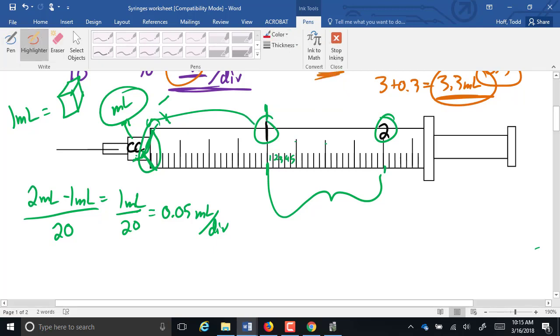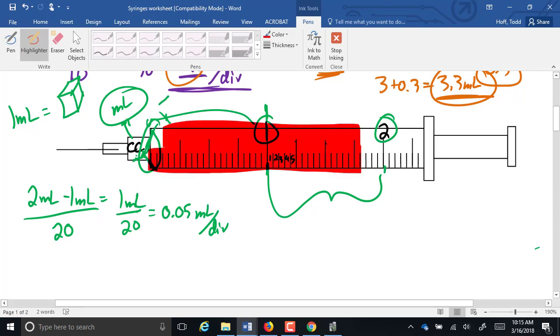So let's fill up our syringe. 0.05, I should say. So it's 0.05 milliliters per division. So now here's my closest marked. That's the 1 milliliter. How many divisions have I gone past? Well, we counted up. This is 5, 10, 15. That's 16 divisions. I could count up 0.05, 0.1, 0.15, 0.2.